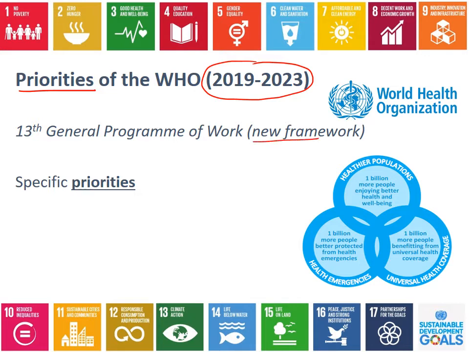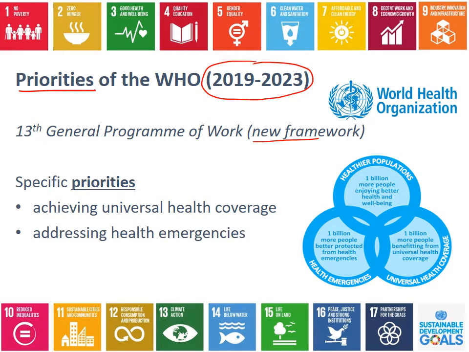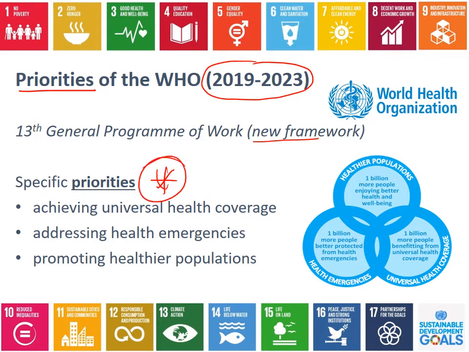Up until 2023, the 3 specific priorities of the World Health Organization are achieving universal health coverage, addressing health emergencies, and promoting healthier populations. These you do need to know. It's in the study design. You need to know these 3 priorities. We're going to look at the 3 of them in a bit more detail over the next few slides.